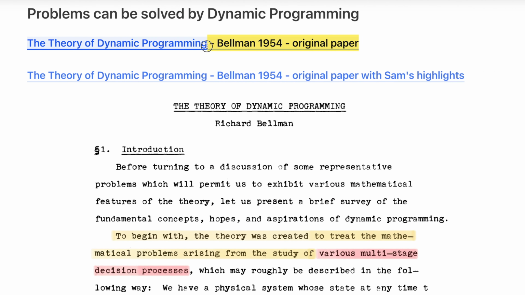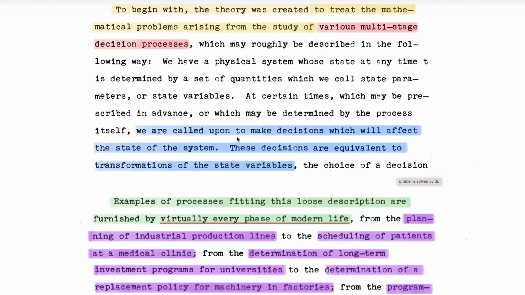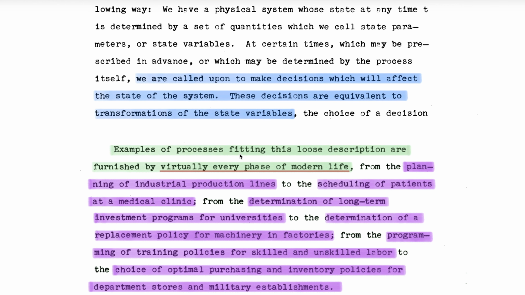Now, from Bellman's words, the problems that can be solved by dynamic programming are various multi-stage decision processes. If a problem is a multi-stage decision process, then it can be solved with dynamic programming. To explain it a little bit more, in these problems, we are called upon to make decisions which will affect the state of the system, and these decisions are equivalent to the transformations of the state variables. And by that very general definition, examples of these problems are basically everywhere in modern life.